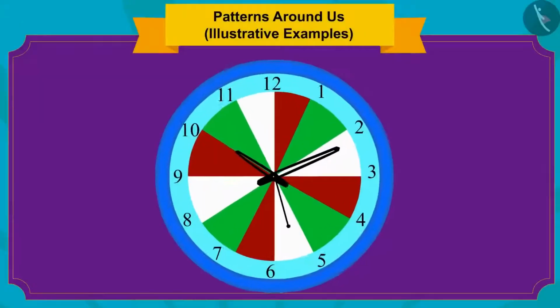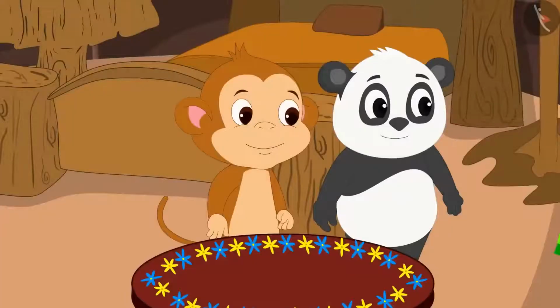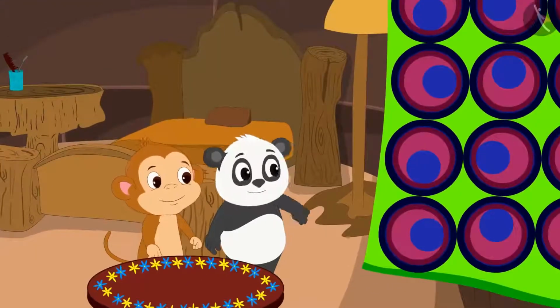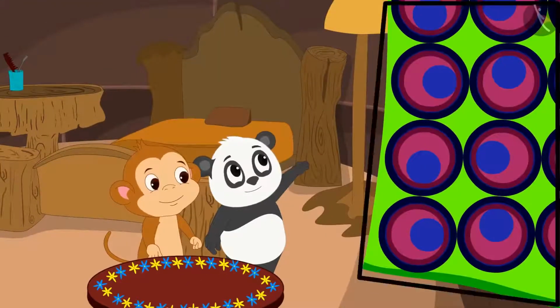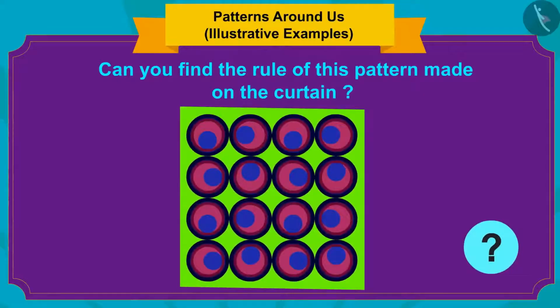Yes! Here, a group of white, red, and green strips is repeated in order to form a pattern. Golu and Babban also saw a unique pattern on the curtain of Golu's house. Can you find the rule of this pattern made on the curtain? If you want, you can stop the video and find the answer.